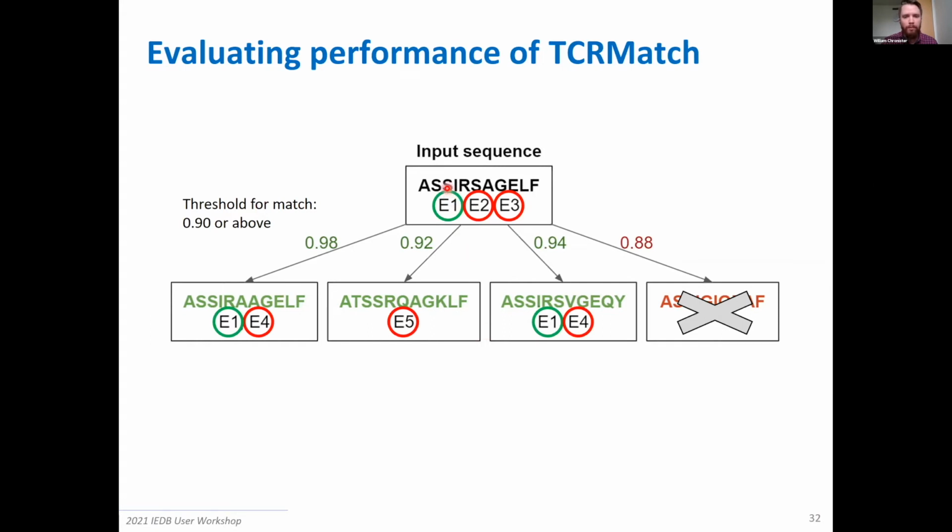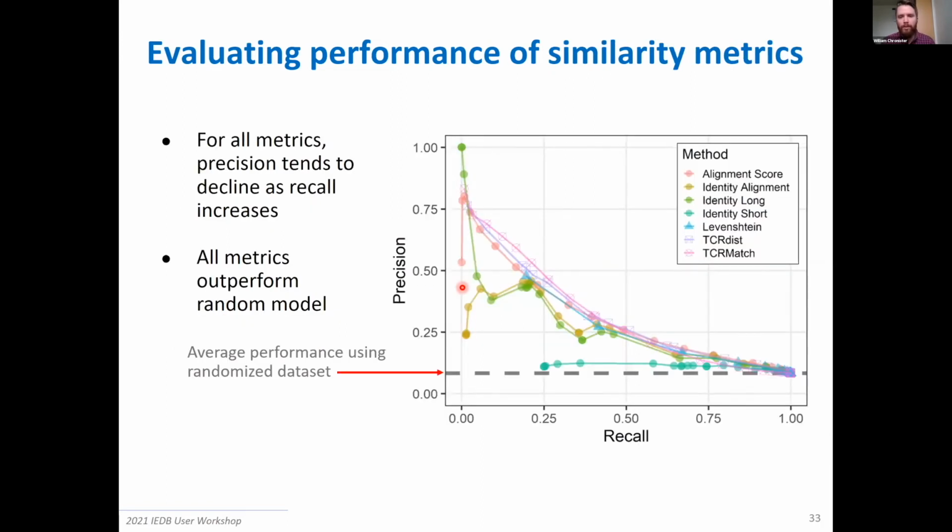So we can see that epitope 1 is found in the first sequence and the third sequence. Epitopes 2 and 3 are not recovered by any of these matches. And then these matches additionally recognize epitopes that are not recognized by the input sequence. And so altogether, we can take these false negatives and false positives, and we can turn this into a precision recall plot, which is what we did for TCRMatch as well as the other metrics that we tested. And you can see TCRMatch is here in pink, and it generally performs pretty well by eye.